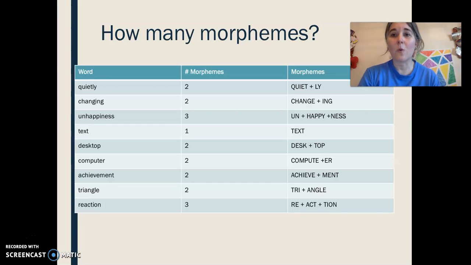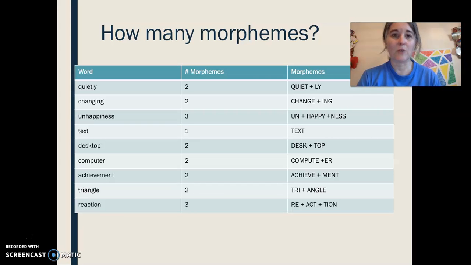Quietly can be broken down into quiet and ly. So quiet is the adjective, and then you add ly and it becomes an adverb, telling how you do something. Changing: change, ing. The e gets dropped, but that's a spelling pattern, not necessarily part of the morpheme. It's just the spelling pattern. Unhappiness: again, you have a spelling change when you add the ness on there. The y changes to an i, but you can still see the parts there, unhappy and ness.